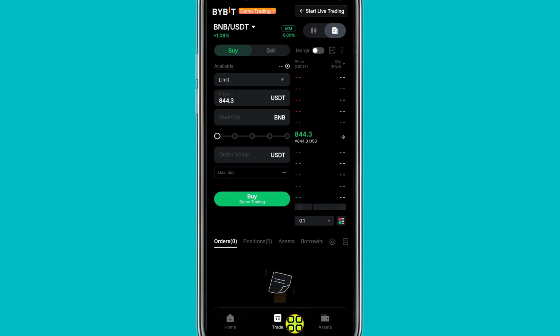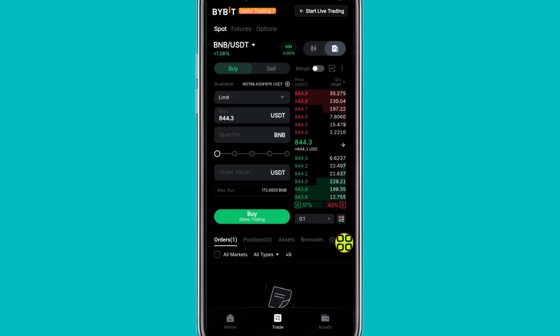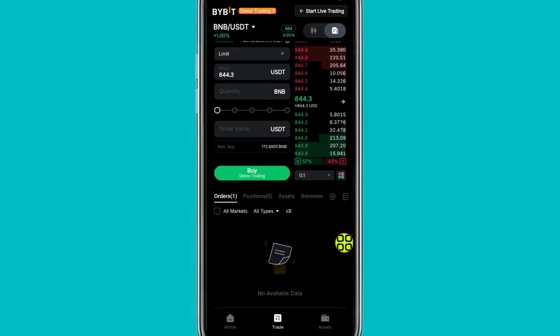to your trade. After you go to your trade, so now after you go to the trade section, so now you tap on this option, this trade history. So tap on this trade history.